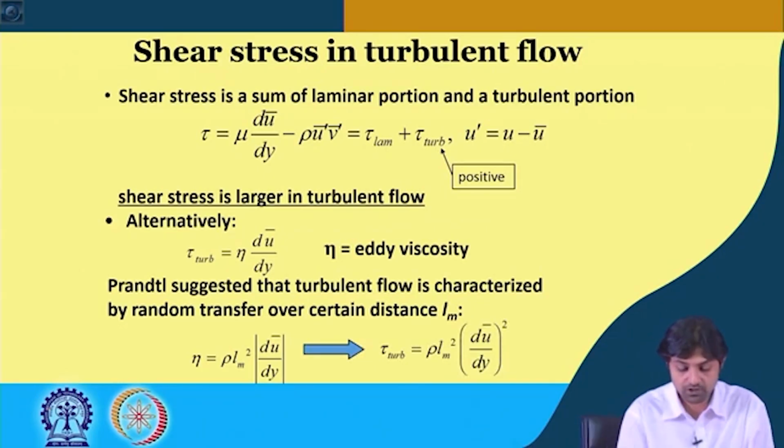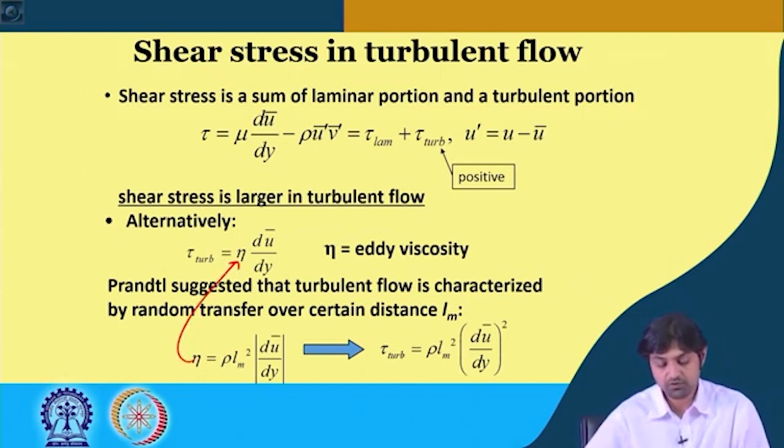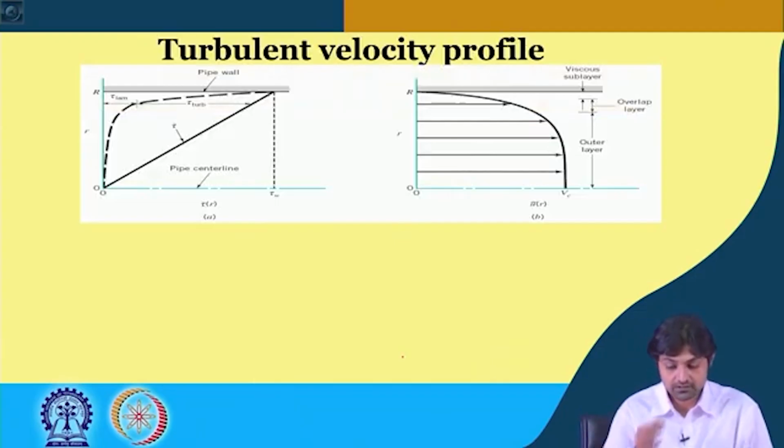And therefore, if you substitute here, tau turbulence can be written as rho Lm square into (du/dy) whole square, indicating that tau turbulence is positive.